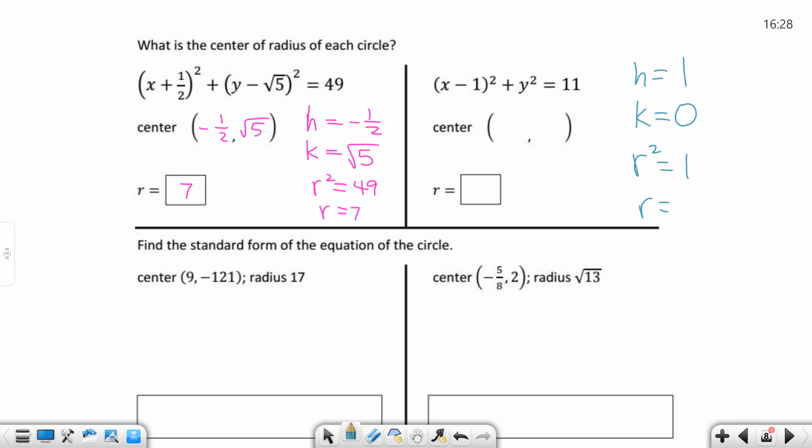Then r squared is what? So what is r? There you go, square root of 11. Okay? We did the square root of 49 to get 7, right? The big thing is on r squared to r, don't go the wrong way. Like on the first one when you did 9, don't go to 81. Take the square root of it and get 3. Okay? So here, what is the center? 1, 0. What is r? Square root of 11.